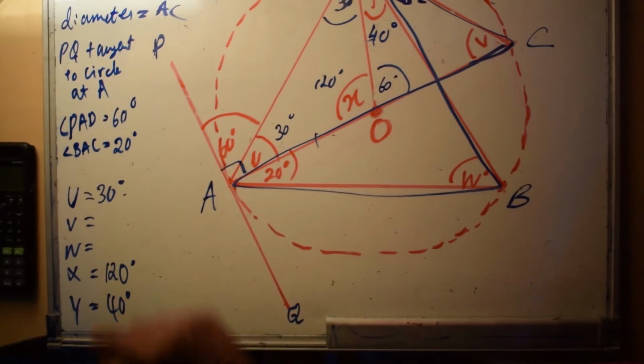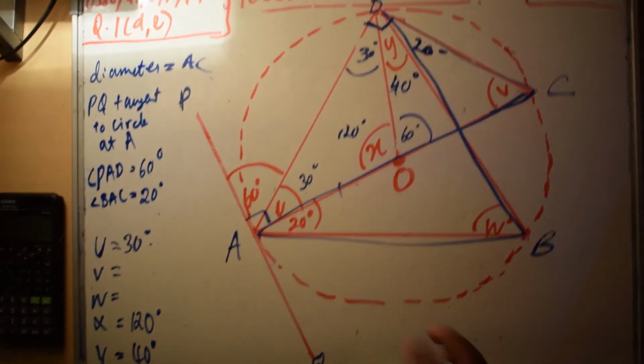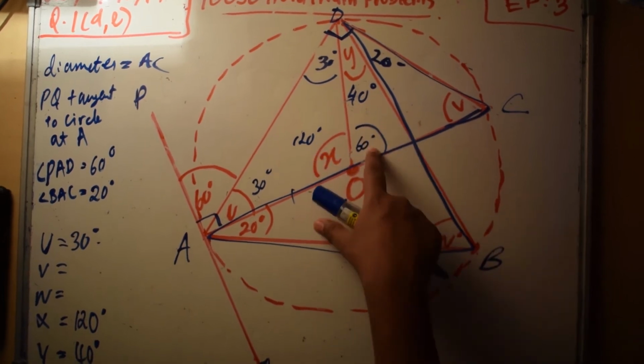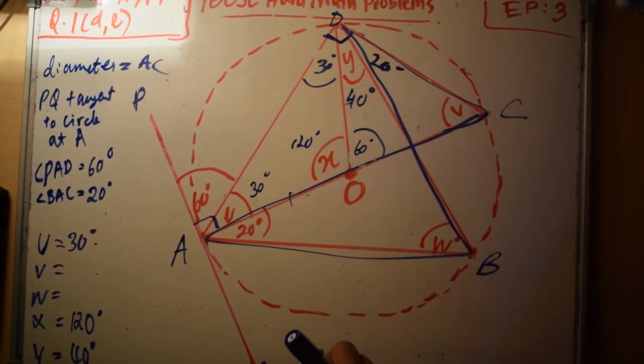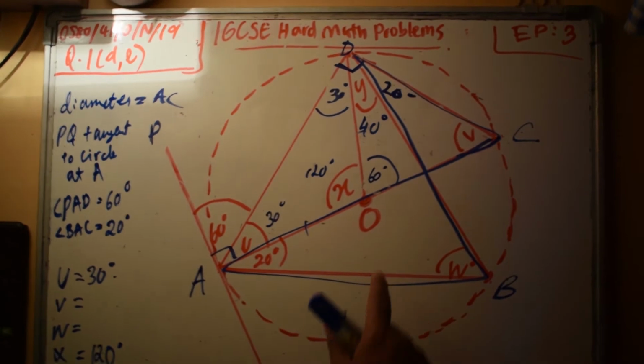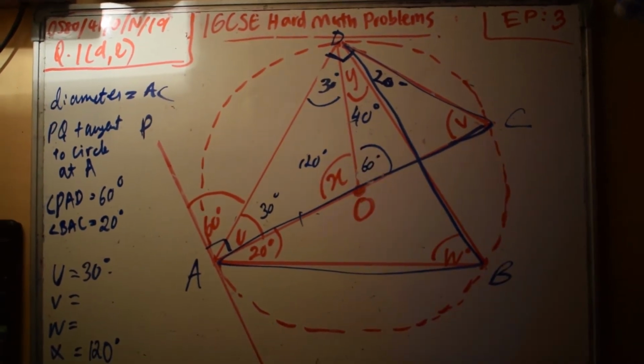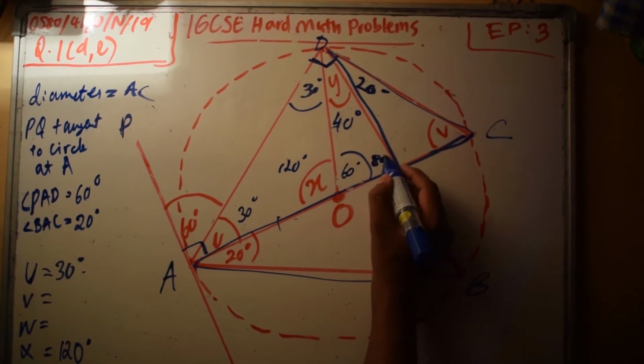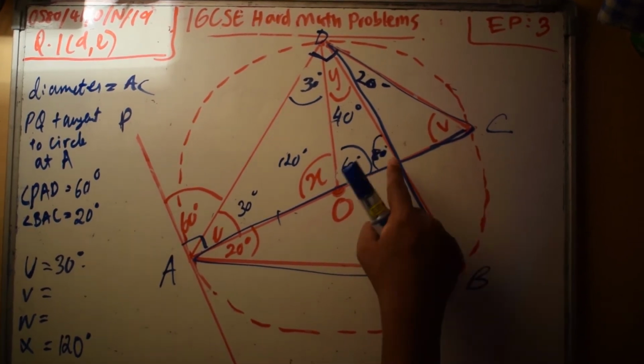Now it's time to find V. To find V, we know this is 40, this is 60. Again, the sum of all the angles in a triangle is 180 degrees. So 60 plus 40 is 100, then this has to be 80. This has to be 80 degrees.